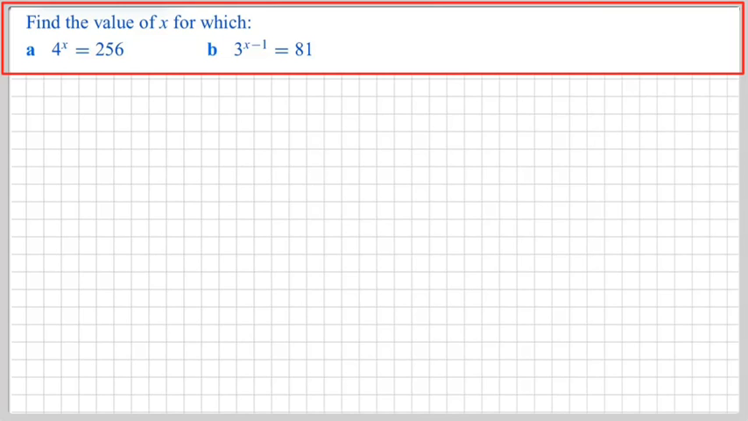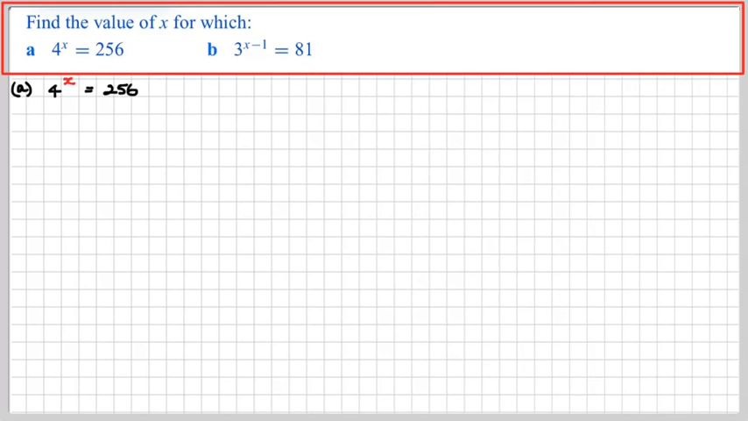So we have to find the value of x for which 4 to the x equals 256 and for which 3 to the x minus 1 equals 81. Well, how fascinating. Now, let's go with number A. This is the confusing thing with this, that the x is in the exponent. So that's where the problem lies. But it's easy to overcome it. If we express this right-hand side in a similar form to the same base as we have over here with a base of 4, everything becomes easy.